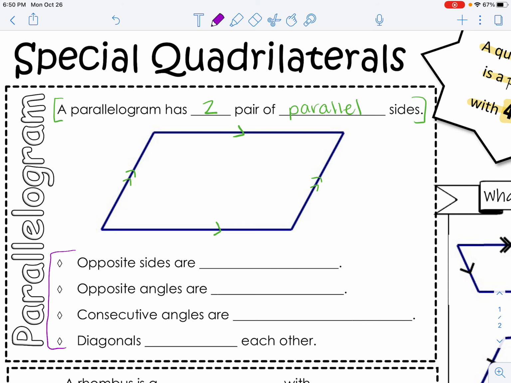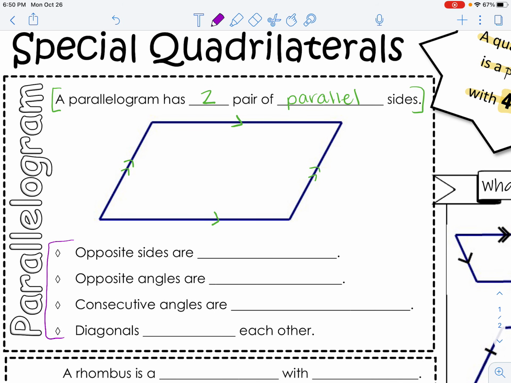So the first property is that opposite sides, not only are they parallel, but they are also congruent. So remember, to show congruence, we use the tick marks. So those 2 sides are congruent. And then these 2 sides are congruent. So there's a difference between just being parallel and being congruent. We also know that opposite angles are congruent as well.